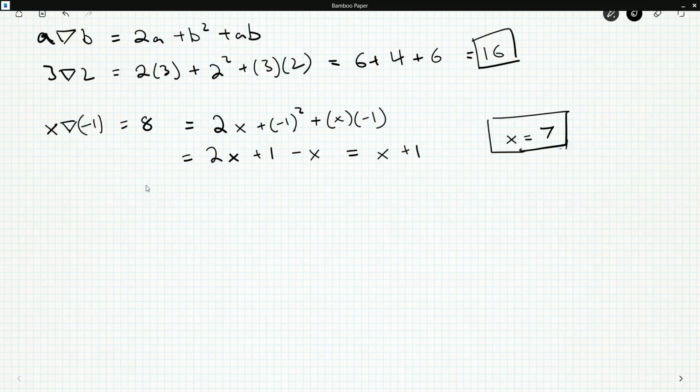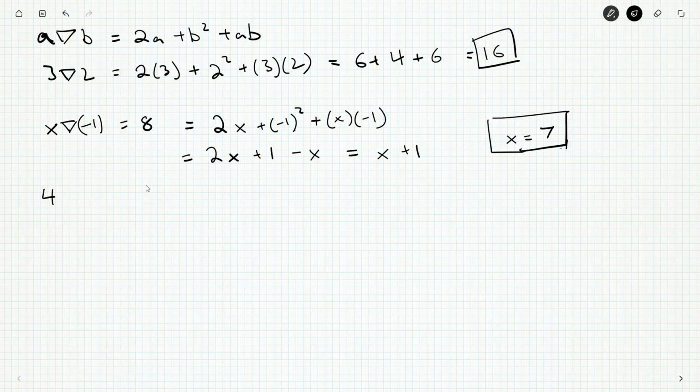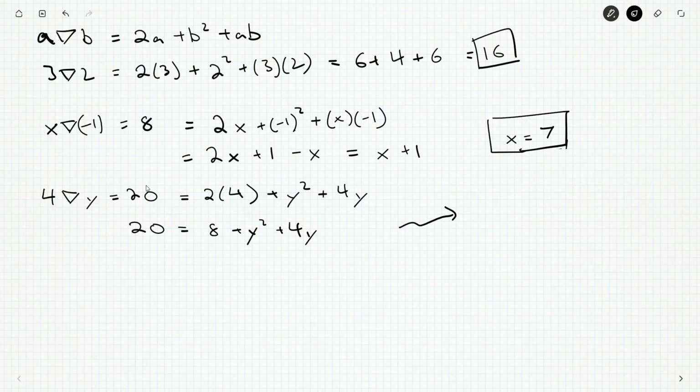Well, we'll do it exactly the same way we did last time. We're going to set up the equation, set up what we know, and we have a formula. So 2 times 4 plus y squared plus 4y. Okay, so now I know 20 is 8 plus y squared plus 4y. I can bring the 20 over to the other side, and I'll get y squared plus 4y plus, and then it's 8 minus 20, so that's going to be negative 12 is equal to 0.